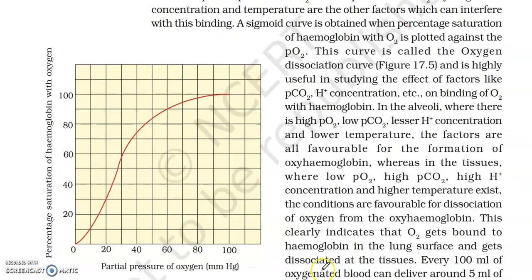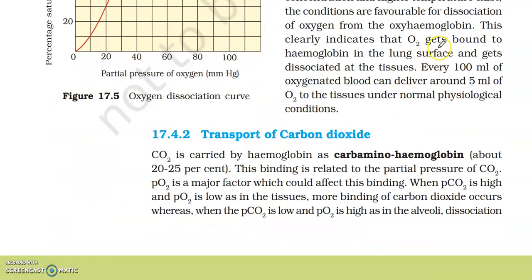Whereas in the tissues where low PO2, high PCO2, high H plus concentration and higher temperature exist, the conditions are favorable for dissociation of oxygen from the oxyhemoglobin. This clearly indicates that oxygen gets bound to hemoglobin in the lung surface and gets dissociated at the tissues. Every 100 ml of oxygenated blood can deliver around 5 milliliter of oxygen to the tissues under normal physiological conditions.